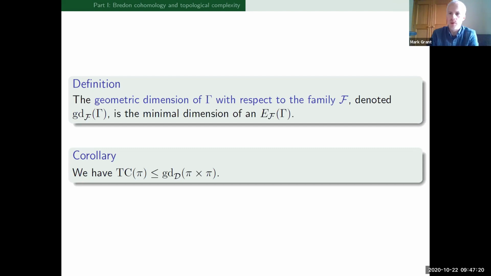But we seem to have replaced a difficult to get at topological characterization with an equally difficult to get at topological characterization. So we want to give algebraic bounds on this geometric dimension. And luckily that's been done, but it requires the theory of Bredon cohomology and Bredon modules over the orbit category. So I have to say a bit about that.